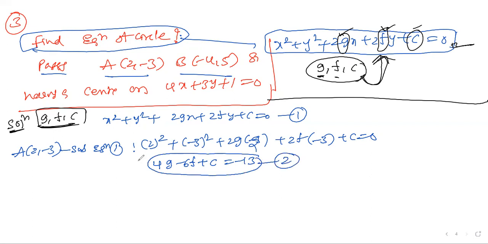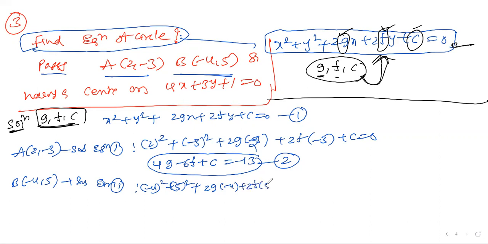Next, they are telling one more point is passing through this circle. So B is equal to (-4, 5). It is passing through the circle. Therefore, this is also substituted in the standard equation number 1. What is the value you are going to get? Minus 4 square, then 5 square plus 2g into minus 4 plus 2f into 5 plus c is equal to 0.